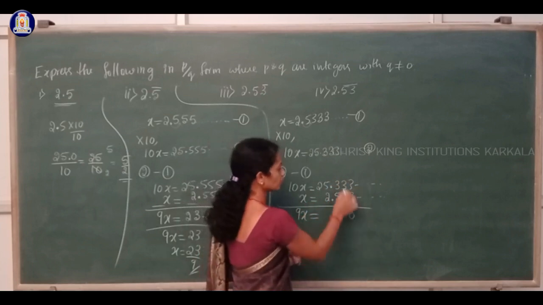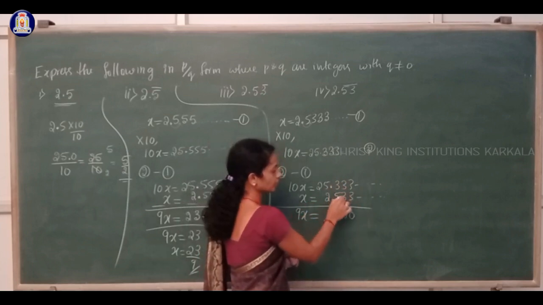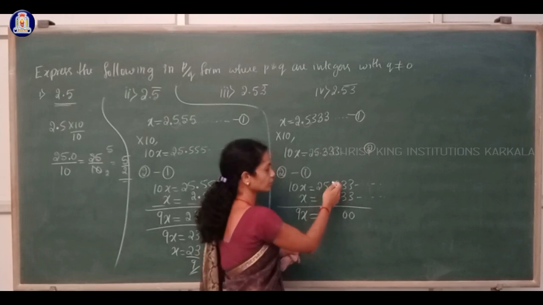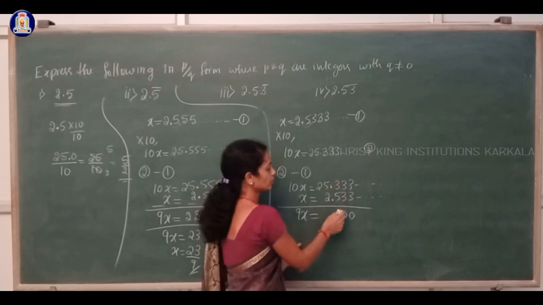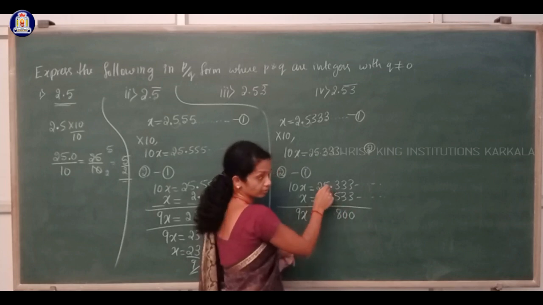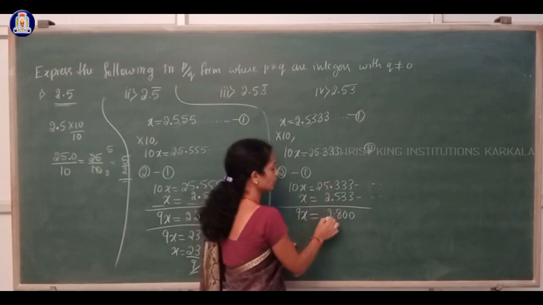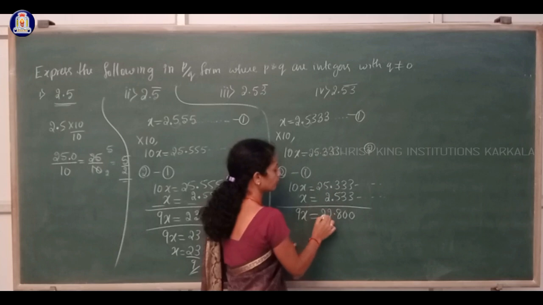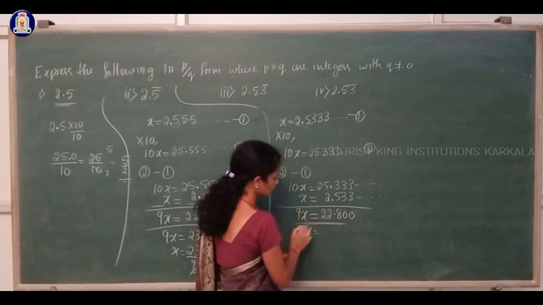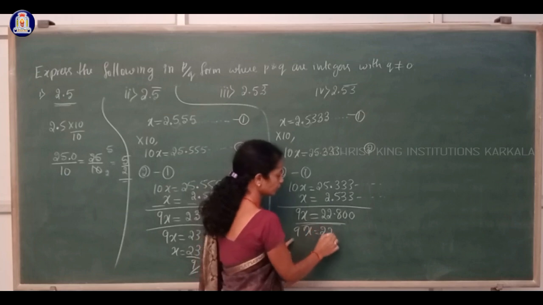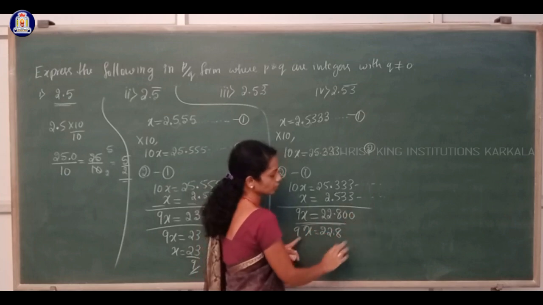minus 3 that is 0, 3 minus 3 is 0, and 3 minus 5 we can't, so take 1 from this, and 13 minus 5 is 8, and how much is left here? 4 minus 2 that is 2, and here 2 left. So 9x is equal to this much we got. 9x is equal to 22.8. These zeros you can leave.